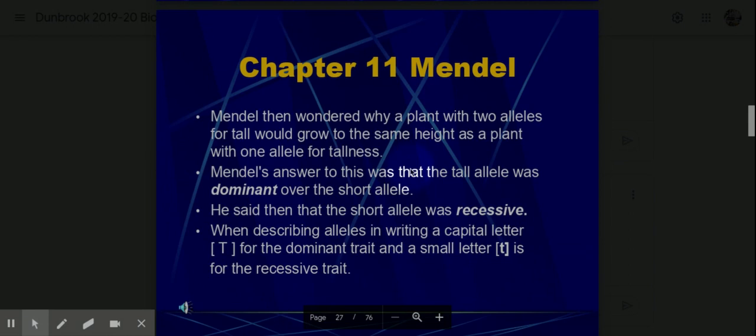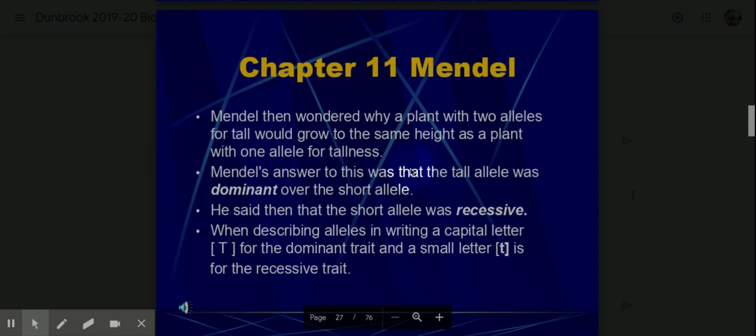And after he collected much, much data through his observations of his pea plants being born, he started to come up with a system that said, well, each pea plant must be getting one allele from each parent. They didn't know that at the time. He did not know that yet, so he was the one figuring this out.